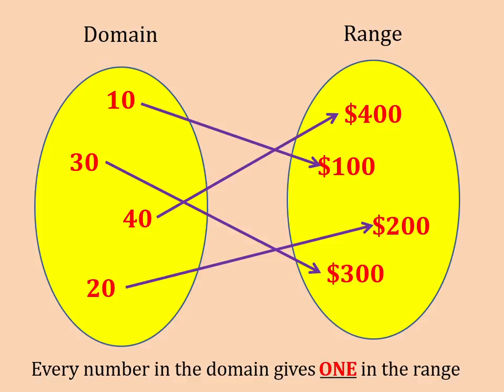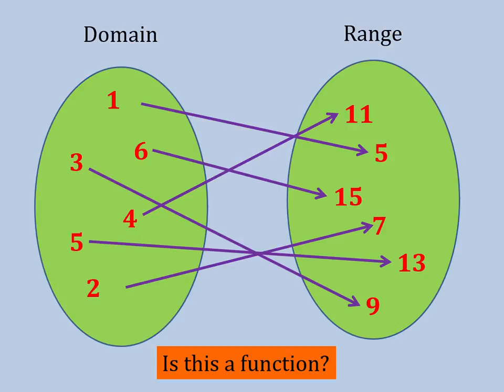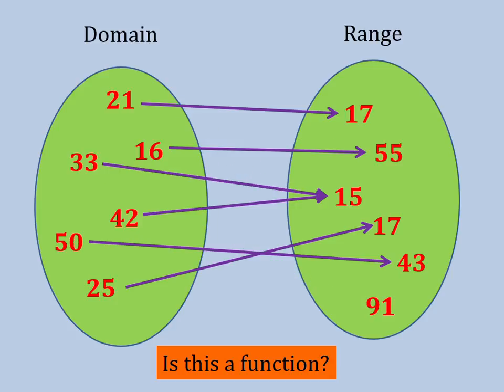Here's a similar type of setup, and the question is, is it a function? 1 gives a 5, 6 gives a 15, 3 gives a 9, 4 gives 11, 5 gives a 13, and 2 gives an answer of 7. That is a function. Is this one a function? Well, most people tend to look here at the 15 and say, no, it's not. What? It is a function. 33 gives only one answer. It's a 15. 42 gives only one answer. It's 15 also. It doesn't matter that two things give the same answer. One thing cannot give two different answers.